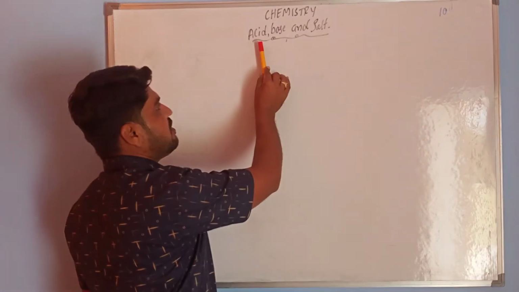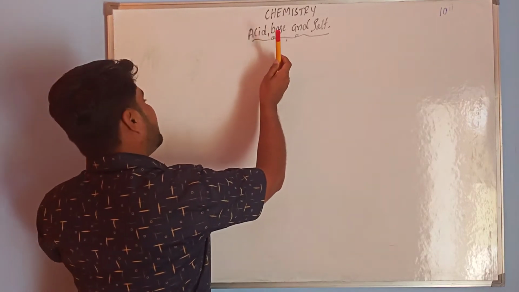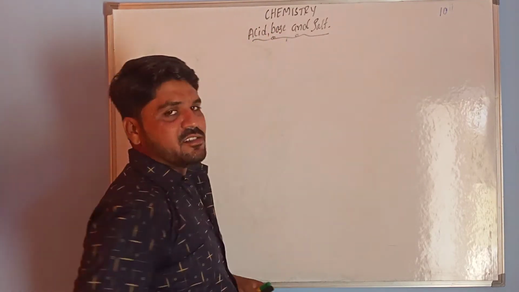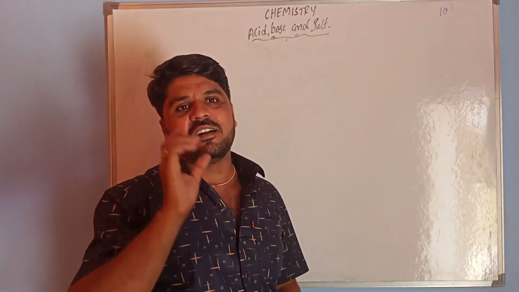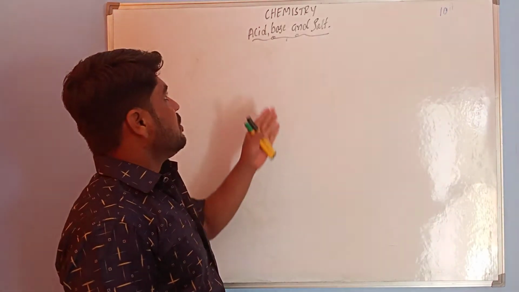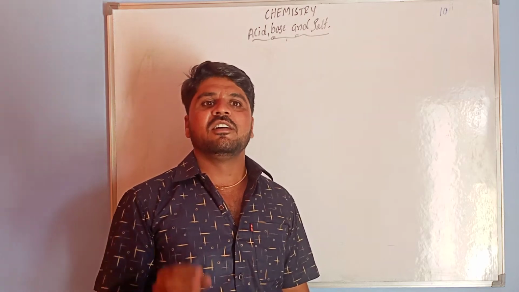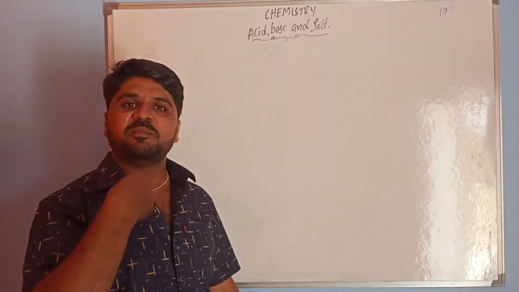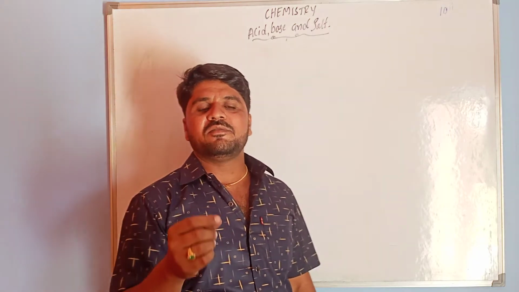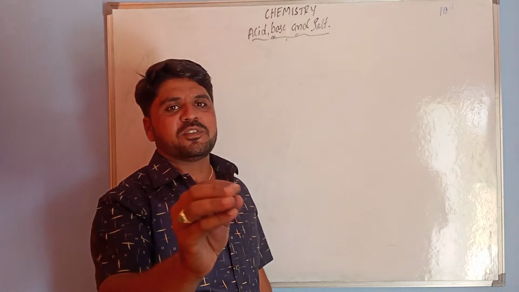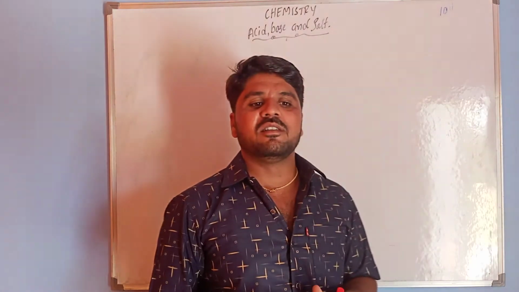The chapter is acids, bases and salts. In the last class we completed acids and bases. In this class I am going to explain about salts. In the last class we discussed the importance of pH, and we saw its multiple importances. In this class we have some general knowledge questions, which I am going to discuss on your page number 28.